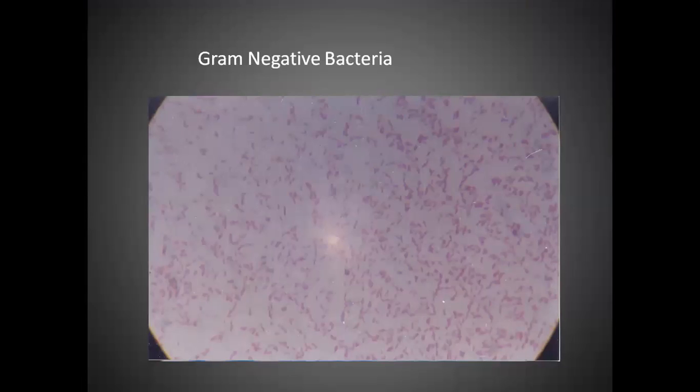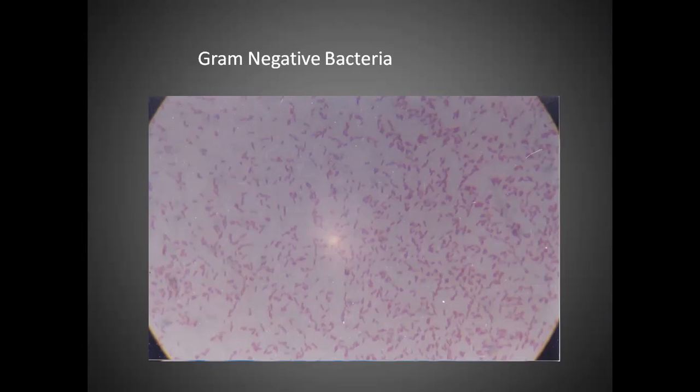Now, if it is gram negative, then it will be pink in color. Even though it absorbs the crystal violet, when we add the decolorizer, acetone or ethyl alcohol, it will lose the crystal violet. And after that, when the safranin or carbol fuchsin is added, it will absorb the safranin, and it will be pink in color.